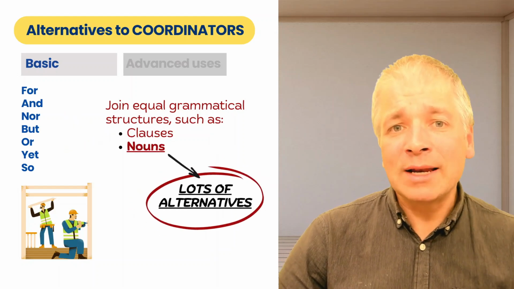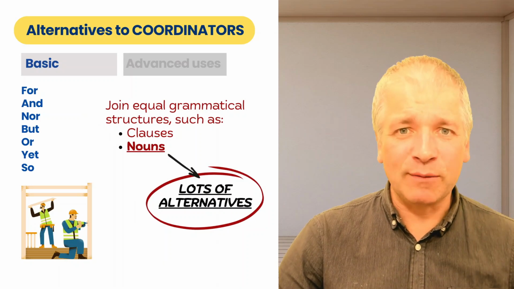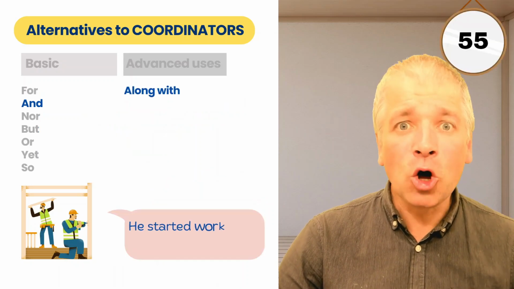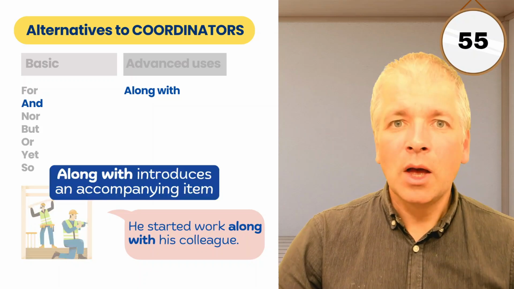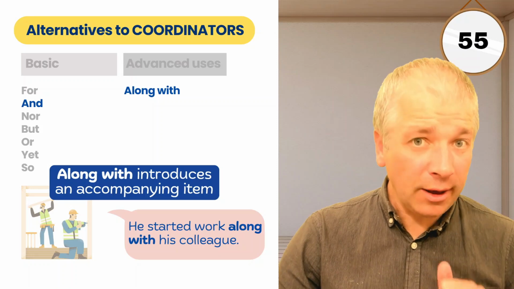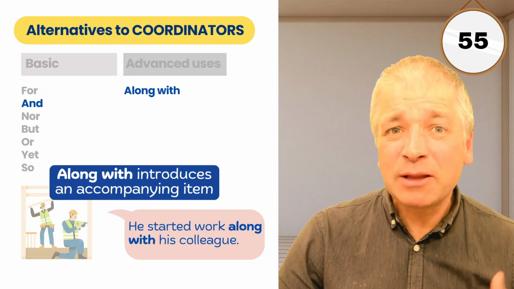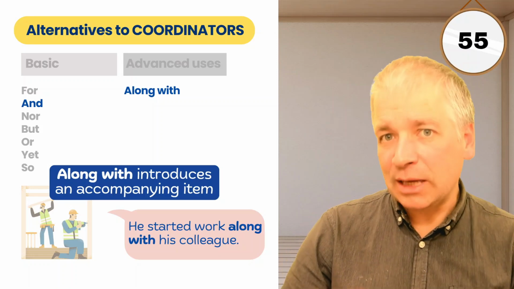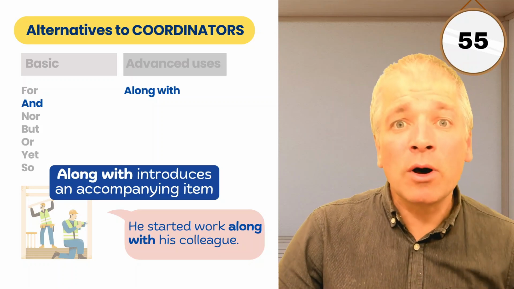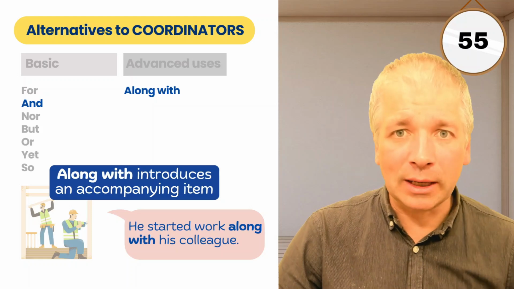But when you're joining nouns, there are lots of alternatives. For example, along with. He started work along with his colleague. Along with introduces an accompanying item, so it's similar to and in its meaning. He started work and his colleague started work. He started work along with his colleague.